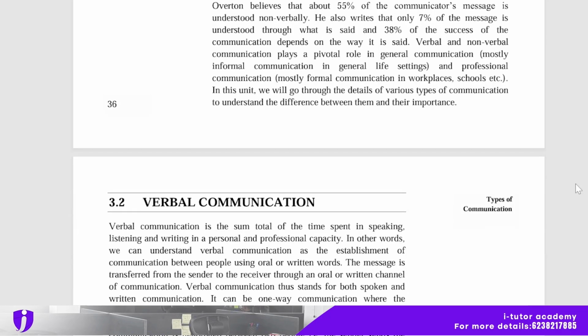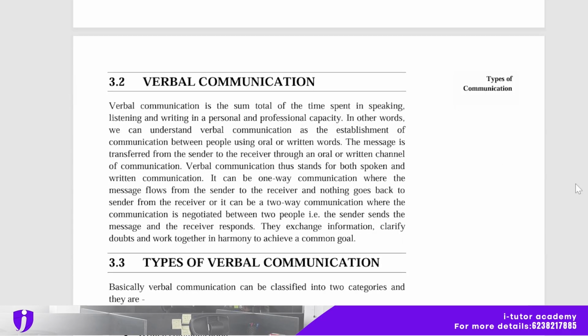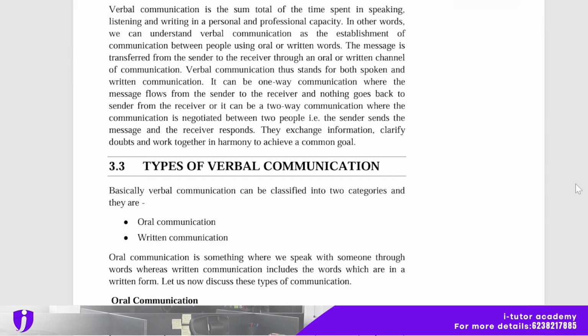So let's begin with verbal communication. What is verbal communication? Verbal communication is the sum total of the time spent in speaking, listening and writing in a personal and professional capacity. In other words, we can understand verbal communication as the establishment of communication between people using oral or written words. The message is transferred from the sender to the receiver through an oral or written channel of communication. Verbal communication thus stands for both spoken and written communication.